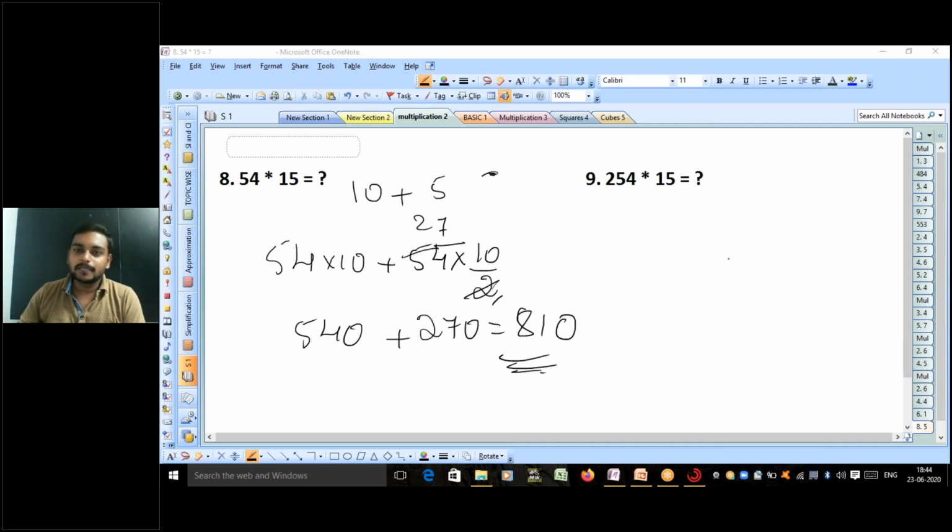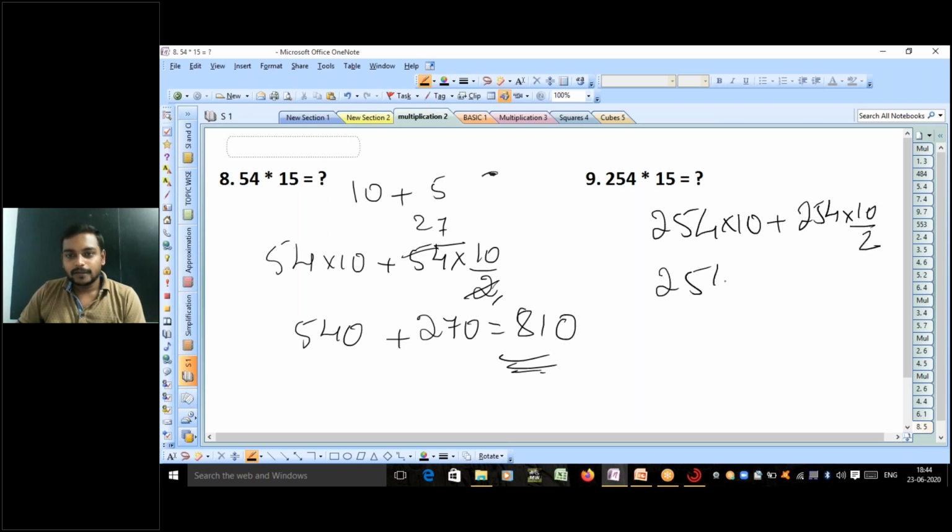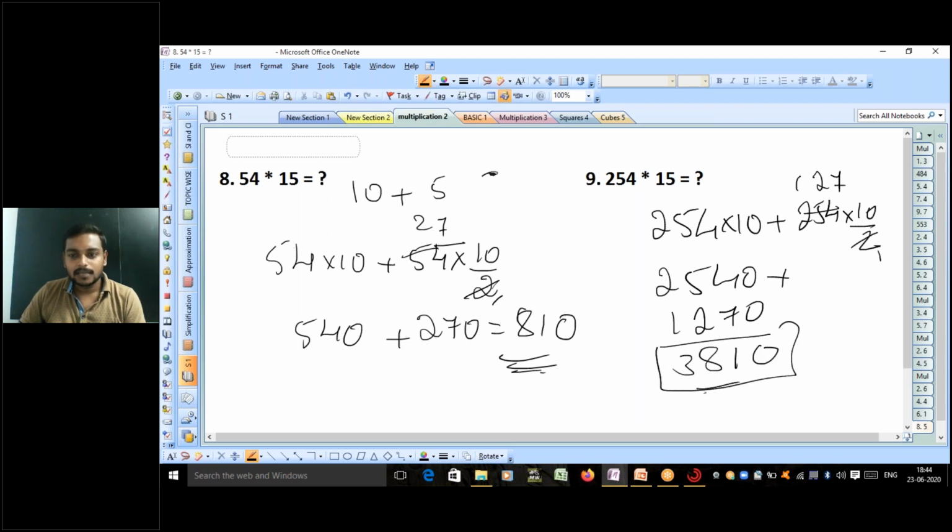Next we have a number multiplied by 15, that is 254 multiplied by 10 plus 254 multiplied by 10 by 2. So 2540 plus half of it, 1270. So addition gives 0, 1, 8, 3. So the answer is 3810.